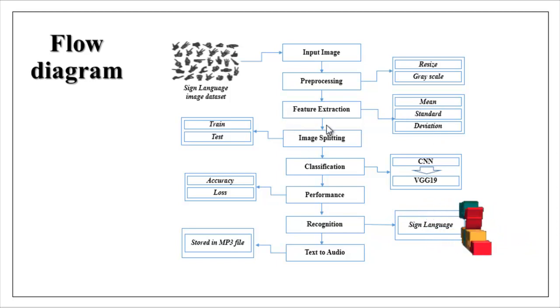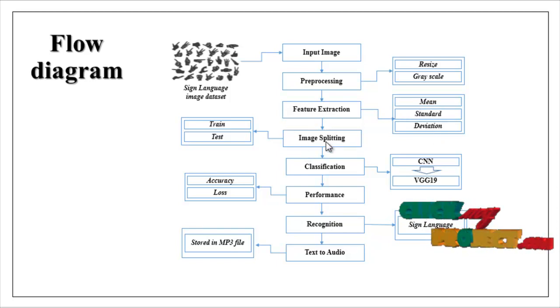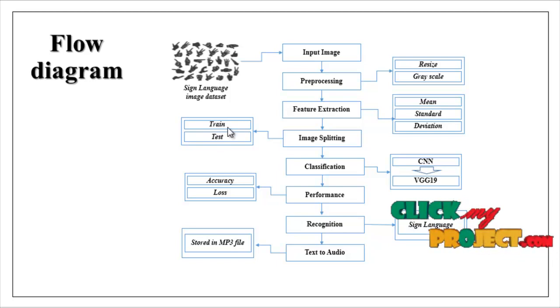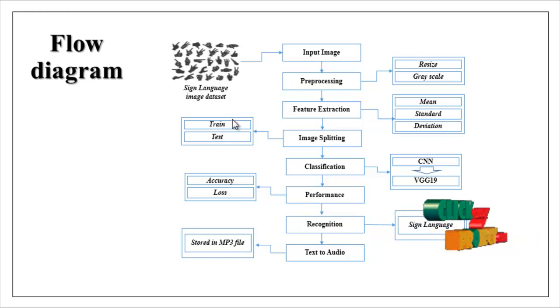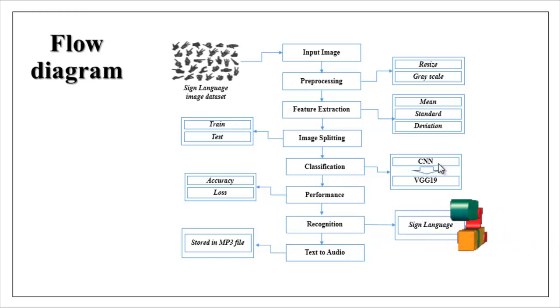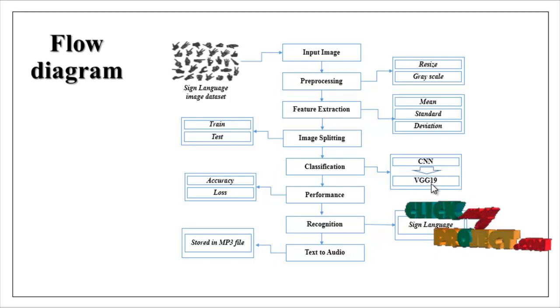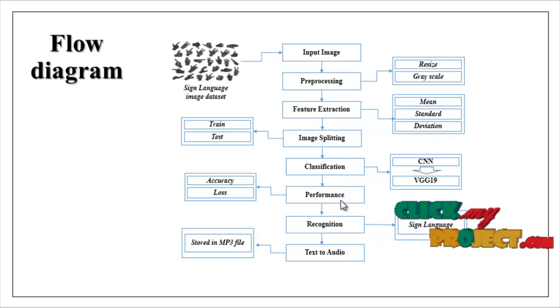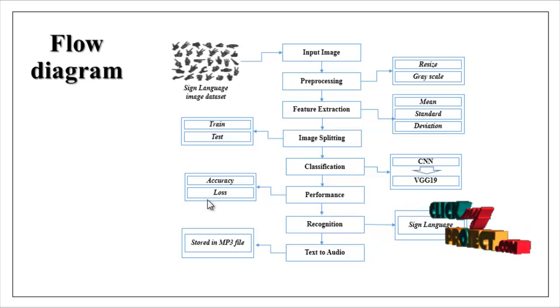Here we extract the features from the pre-processed image by using mean and standard deviation. Then the extracted features are carried to the image splitting module. In this module, we split the whole set of images into test and train. Test is used for prediction and train is used for evaluation. Then the split images are carried to the classification model. In this model, we implement a convolutional neural network, that is the VGG19 model. Then the classified images are carried to performance estimation. Here we estimate the performance such as accuracy and loss.